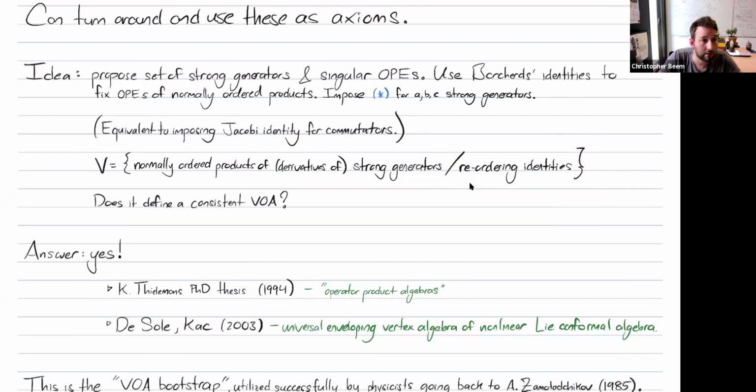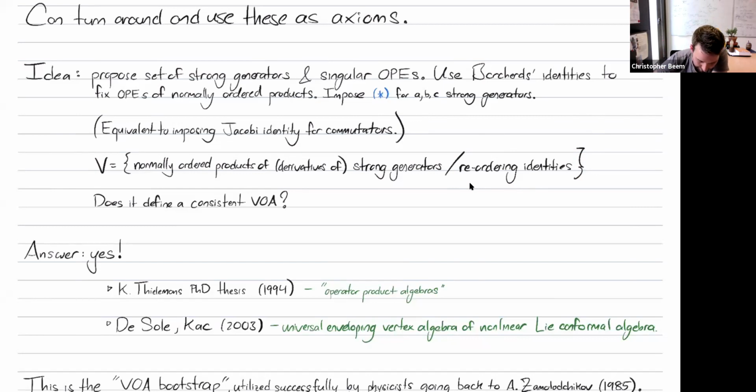It's not completely obvious that it's going to be a self-consistent procedure. I wasn't very careful about this thing that I'm modding out by. Maybe there's some sort of inconsistencies I'm going to run into when I try to define the set of relations that I get with these reordering identities. So you have to do some work in order to show that this is a valid procedure.